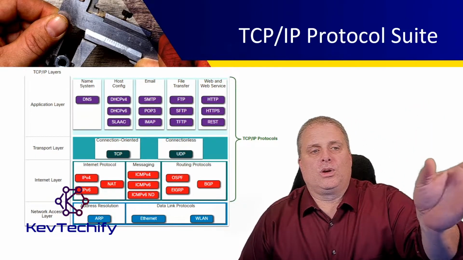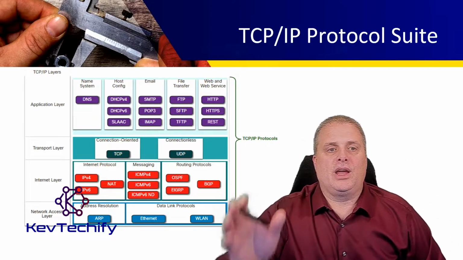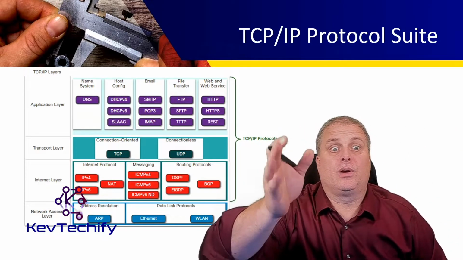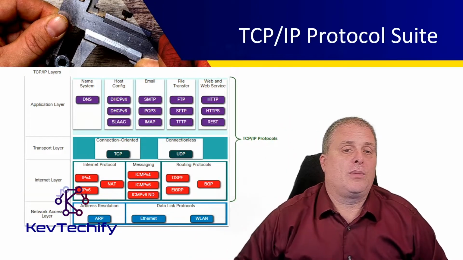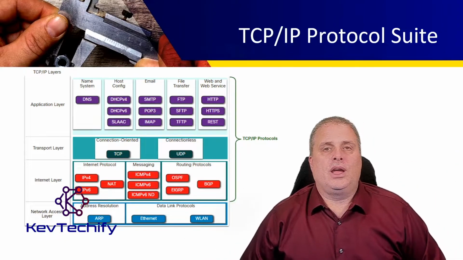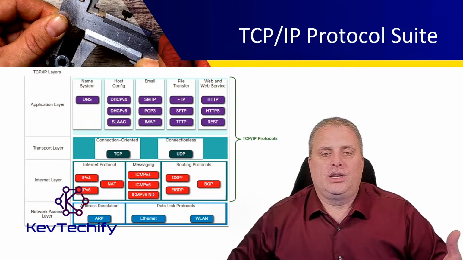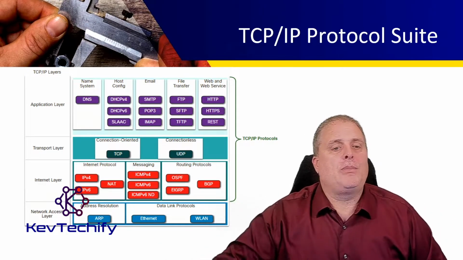We have a naming system group that has DNS, but then we have host configuration, DHCP version 4, DHCP version 6, SLAAC. How do we hand out IP addresses? And each one of those groupings has multiple protocols in there. Then we have the transport layer. Is it connection-oriented or connectionless? Do we always keep that connection open, or do we start it and stop it when we need it?